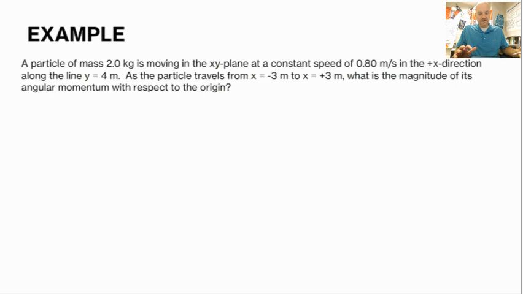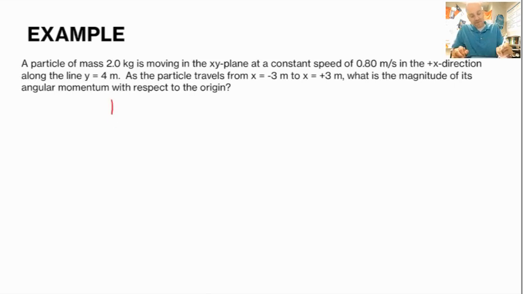All right, so let's look at an example. A particle of mass 2 kilograms is moving in the xy plane at a constant speed of 0.8 meters per second in the positive x direction along the line y equals 4 m. As the particle travels from x equals -3 meters to x equals positive 3 meters, what is the magnitude of its angular momentum with respect to the origin?